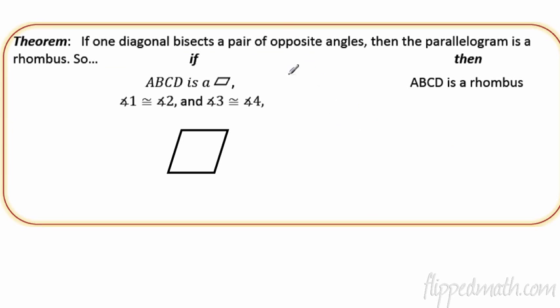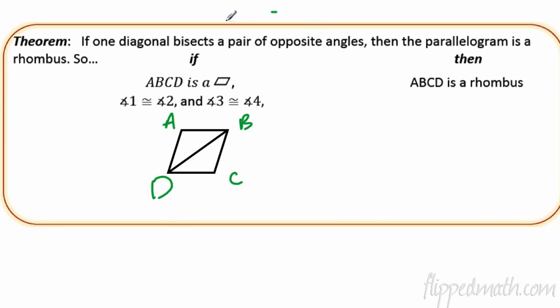A parallelogram is a rhombus if one diagonal bisects a pair of opposite angles. Ooh, what does that mean? So here's a diagonal. Ta-da! Here's a diagonal. Well, let's just leave it at one. Let me go around and label the different sides again. So we have parallelogram A, B, C, D.